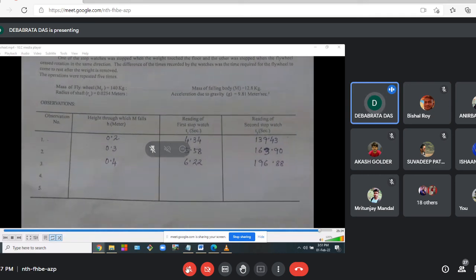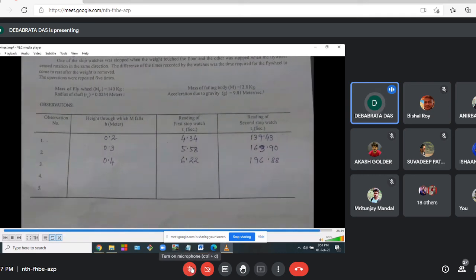So these are the sets of readings that we have. I want you to note it down because you don't have the recording. Just note it down, and then you make it fair. Or you can take a screenshot also. All of you noted the readings? Yes, sir.